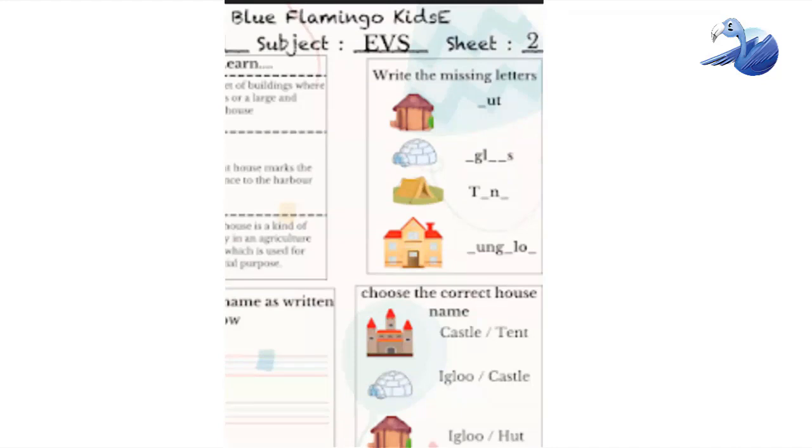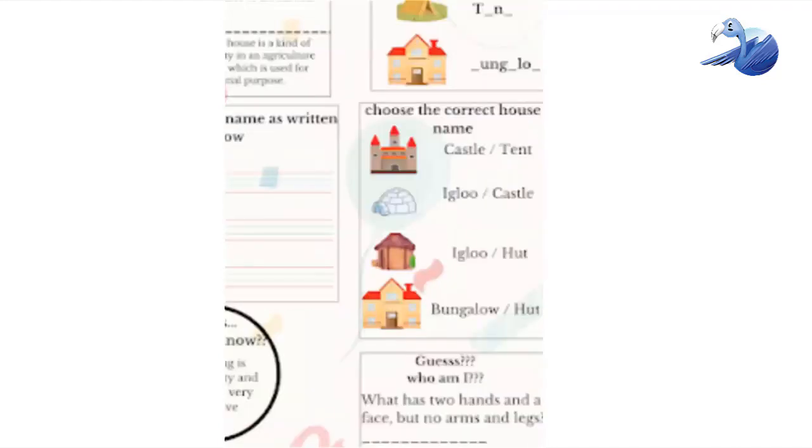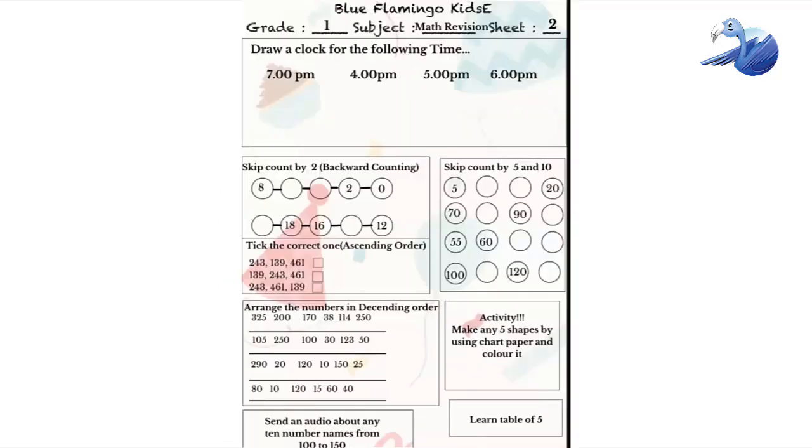Next is guess who am I? What has two hands and a face but no arms and no legs? This is a clock. And the spelling of clock is C-L-O-C-K. In a clock, two hands, no arms. Next is draw a clock for the following time.